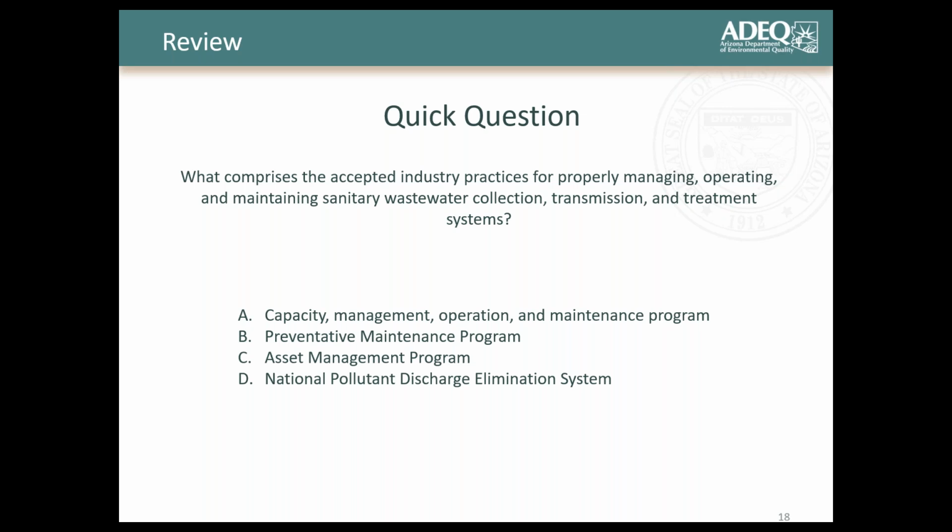Another question: what comprises the accredited industry practices for properly managing, operating, and maintaining sanitary wastewater collection, transmission, and treatment systems? Is it A, a capacity management, operation, and maintenance program, B, a preventative maintenance program, C, an asset management program, or D, your National Pollutant Discharge Elimination System? Answers are slowly rolling in at this point. And it looks like we got mostly consensus with A, a few that vary, but mostly A is what we're seeing.